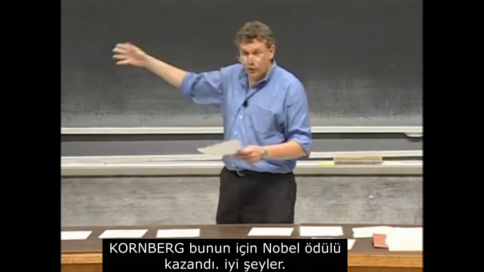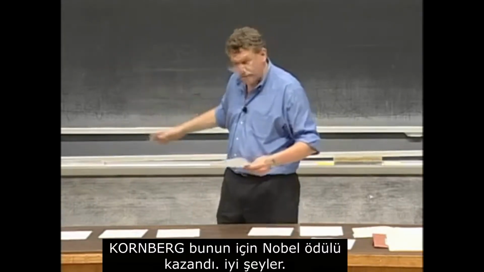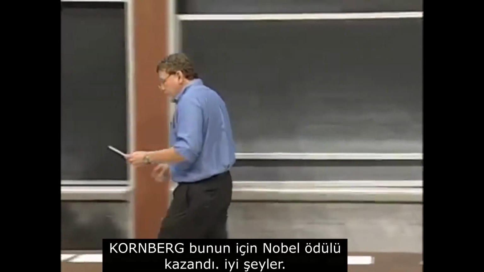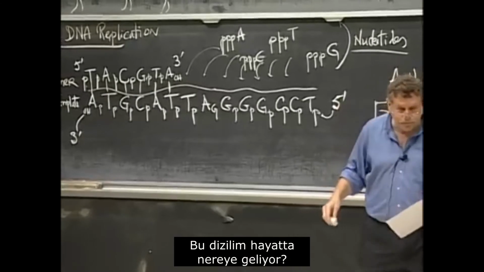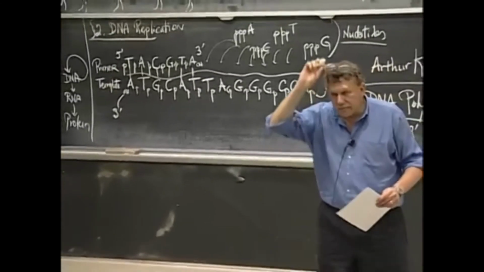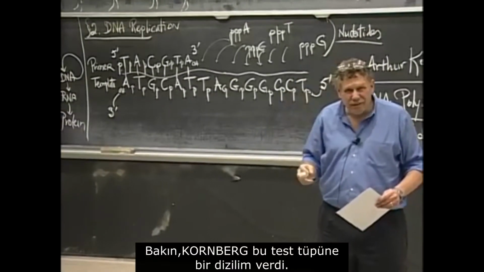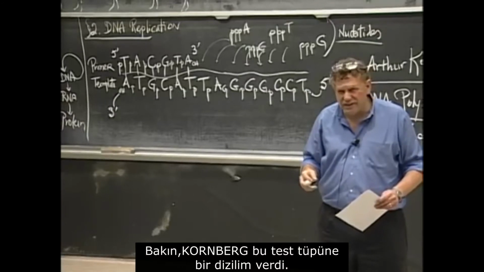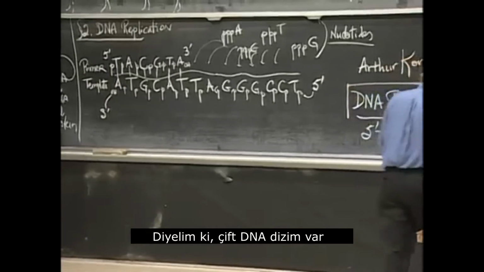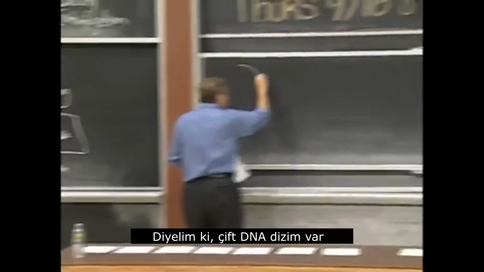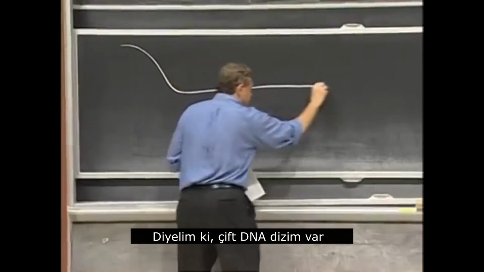Kornberg wins the Nobel Prize for this. Good stuff. It's very deserved. But there's some questions. Where does the primer come from in life? See, Kornberg gave this test tube a primer. But suppose I'm replicating some DNA. So let's suppose I have a double strand of DNA.